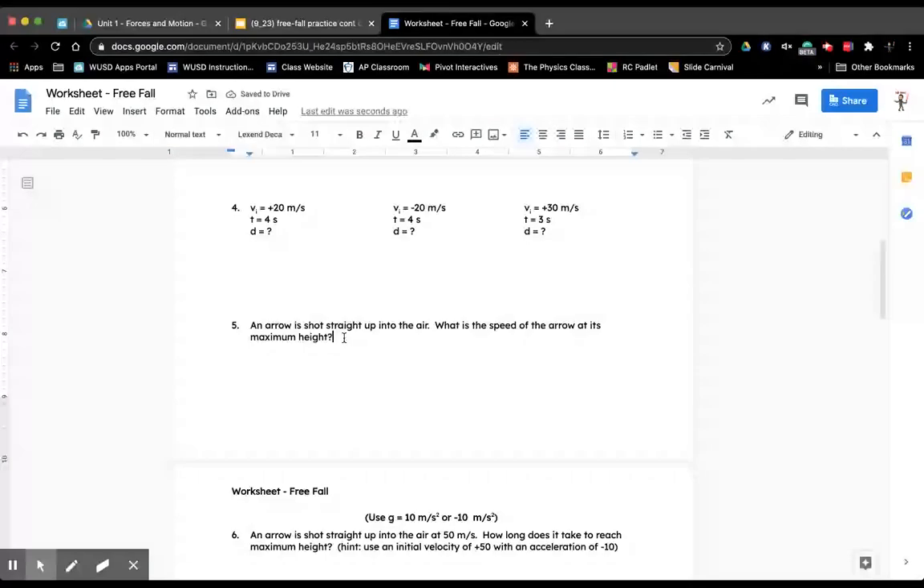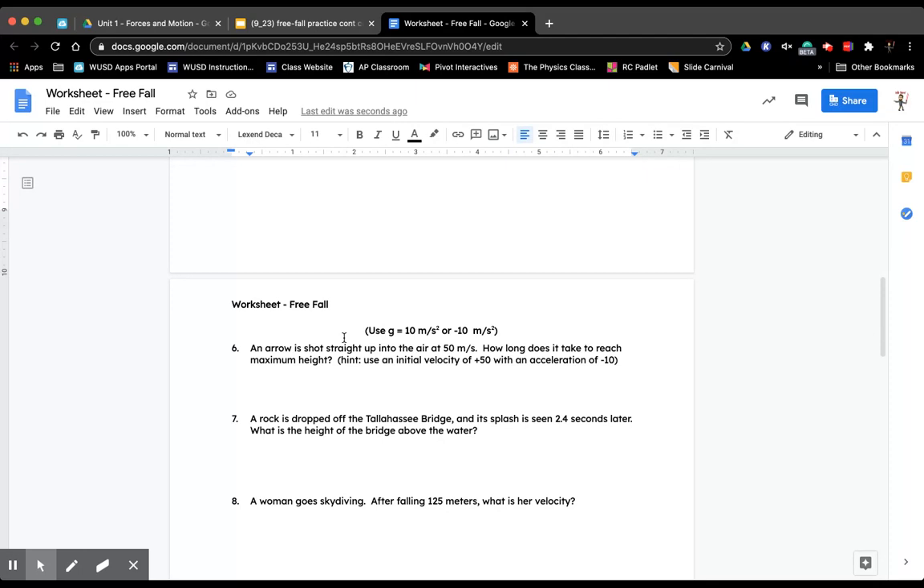So an arrow is shot straight up into the air. What is the speed of the arrow at its maximum height? Oh wait, that's not the one I want to do. I want to do, here we go, number 6. So an arrow is shot straight up into the air at 50 meters per second. How long does it take to reach its maximum height?